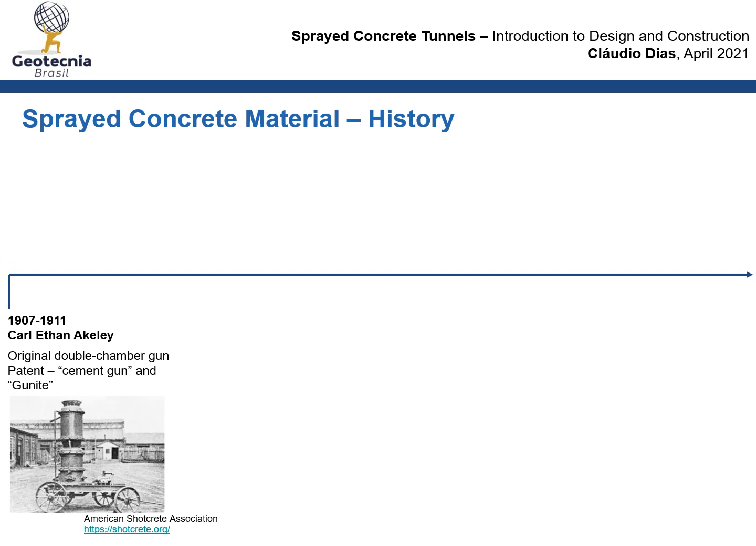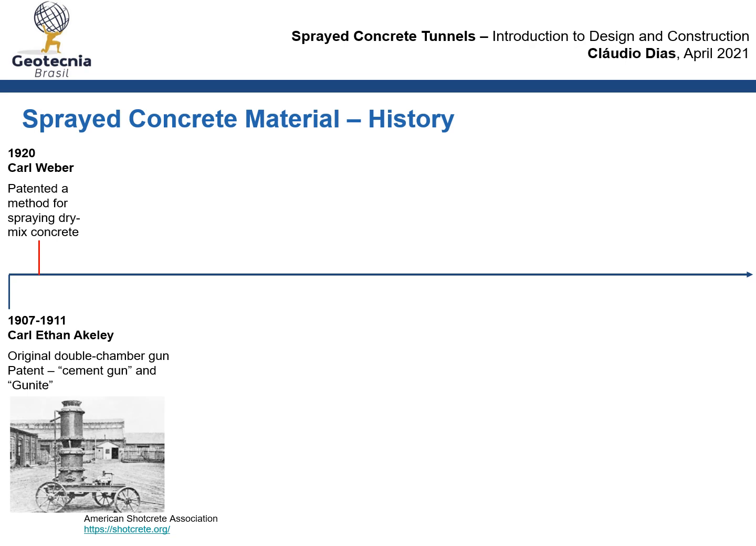The origin of sprayed concrete as a material started over 110 years ago, when the American inventor Carl Eaton Ackley created a double-chamber cement gun to spray what at the time became known as gunite. Its first application was to rehabilitate the facade of a museum in Chicago, where Carl was working creating anatomic models of animals. The method initially had several issues, and it took until 1911 to be patented.